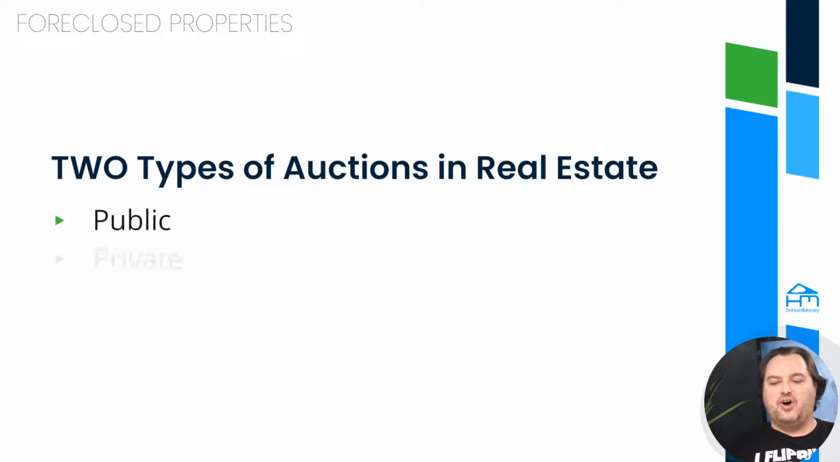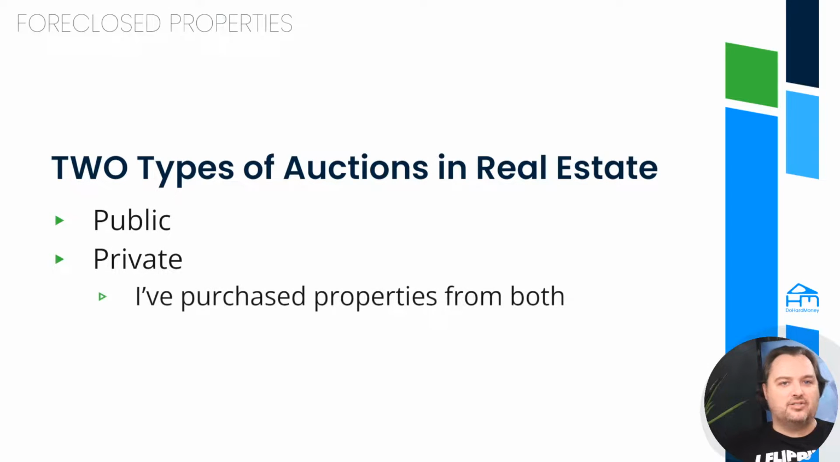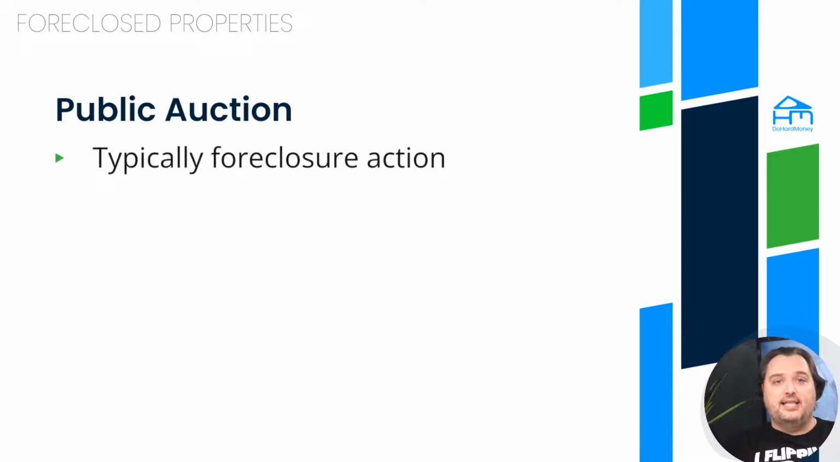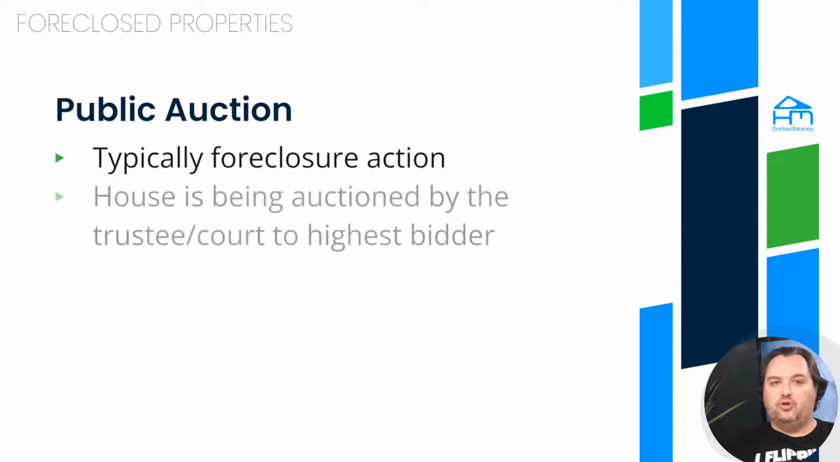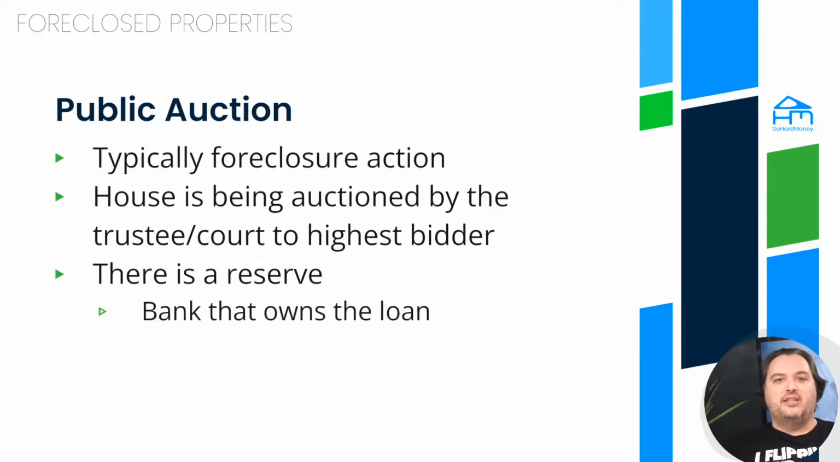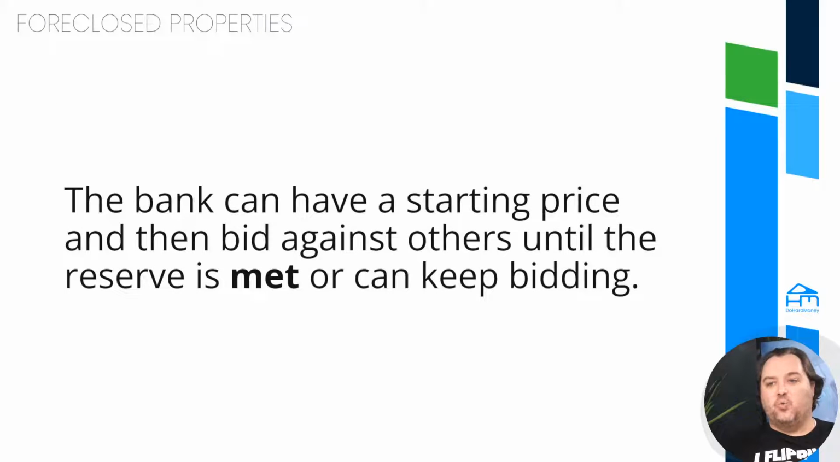Like I said, there are two different types of auctions. You've got the public and the private auctions. I have purchased properties from both of those. In the public auction, it's your typical foreclosure auction, where basically the highest bidder, through the trustee or court, gets it. There is a reserve. The bank is the one that owns the loan. They set that reserve. They can set it for less than what's owed to them, and they can go up to what's owed to them, and there's a real loan there.